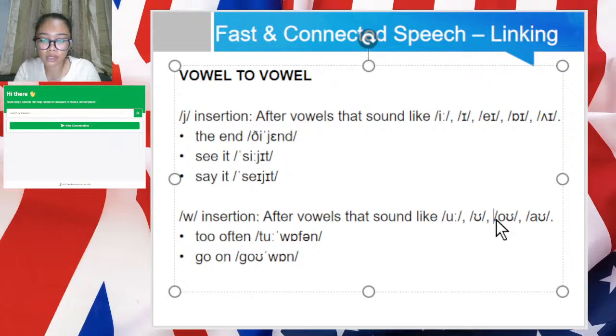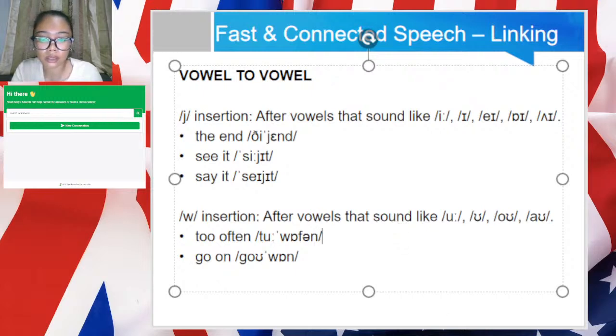Remember, I've mentioned these kinds of sounds, diphthongs, where you put a vowel and then smoothly glide it to another vowel. That's what we call diphthongs. Now going back, the woo insertion, like "too often." Instead of saying "too often" as separate words, you blend it, you connect it.